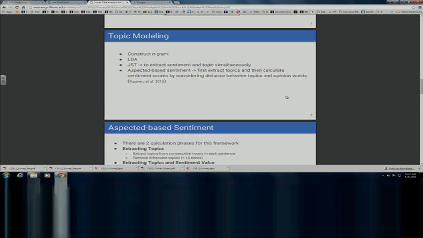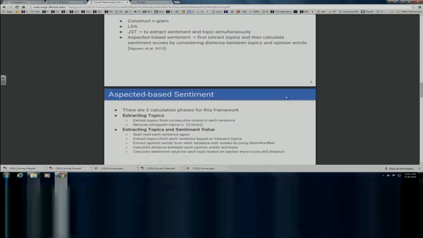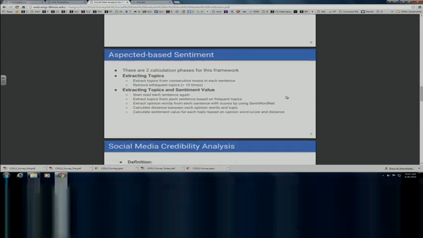But one framework that we saw in this paper, and it seems to work well, is aspect-based sentiment. The general idea is we first extract the topics and then calculate the sentiment score by considering the distance between topics and opinion words. So this is a summary of the aspect-based sentiment framework.